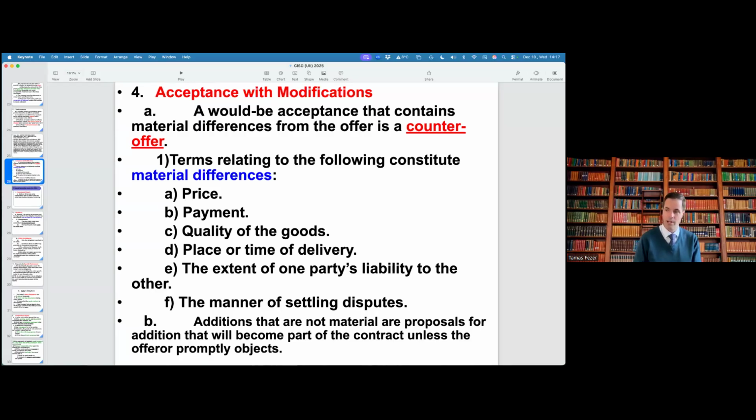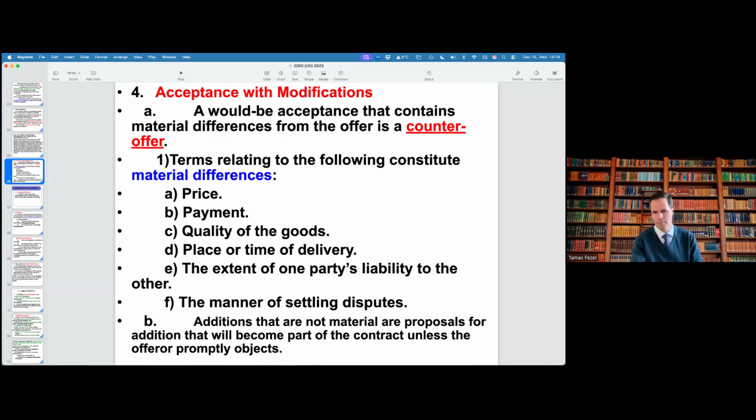It's a new offer. The material differences are price, payment, quality of the goods, place or time of delivery, the extent of one party's liability to the other, and finally the manner of settling disputes. So if the proposal of the offeree touches any of these six material differences, suggesting an amendment, then there's no deal, it's a counteroffer. But anything beyond that will not be significant.